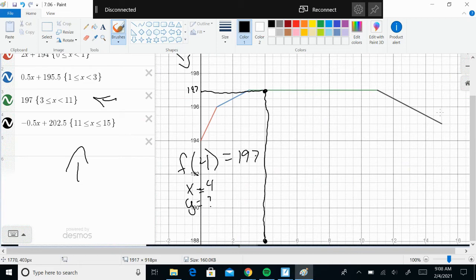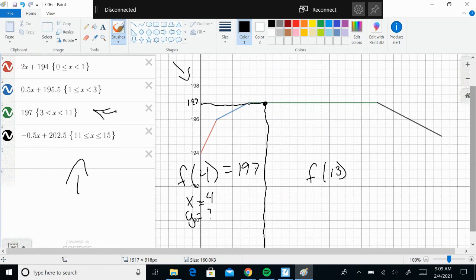Let's find f of 13. So again, if I look at my table over here, where does f of 13 fit in? Well, 13 falls into this fourth domain. So what I can do is plug 13 into this equation. Let me erase this so I've got a little bit more space. So I would have y equals negative 0.5 times 13 plus 202.5.